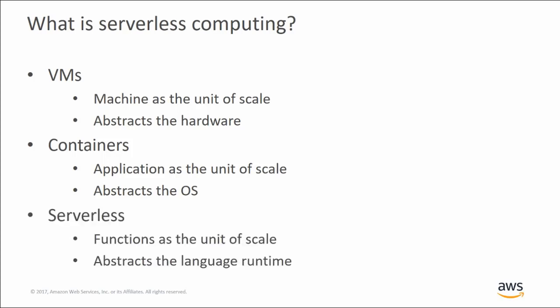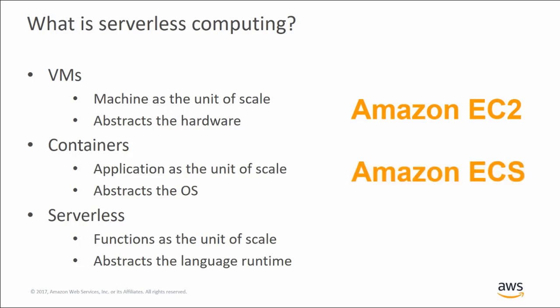And then we have serverless. Serverless goes even further up the stack, where the abstraction now is at the language runtime, and the unit of scale is a function. So you could have multiple copies of the function running in parallel for you to scale up. And AWS as a platform has an offering for each of these. We have EC2, which is a virtual machine offering. We have ECS, which is EC2 Container Service, for containers. And we have AWS Lambda for serverless functions.